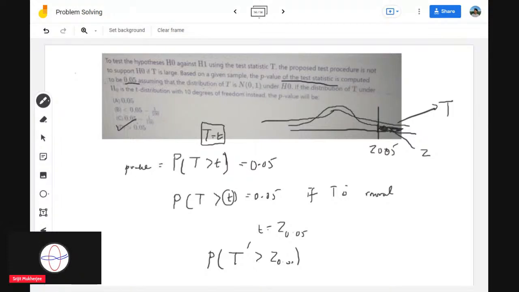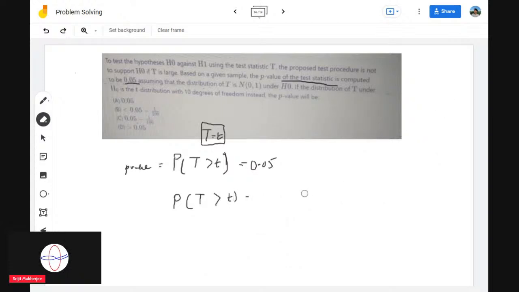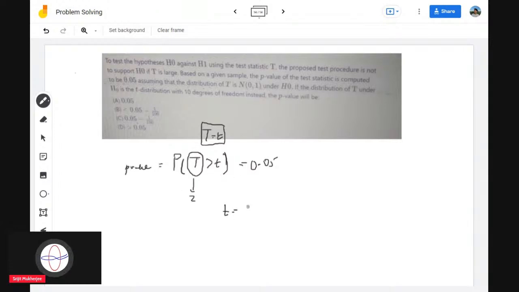Nikhil, did you understand? Can you repeat it? Which part you didn't understand? This t is z at 0.05 level, that only. It's told that if this capital T is normal, then this is 0.05. Therefore, if it's normal, then t must be z 0.05. Did you understand this?